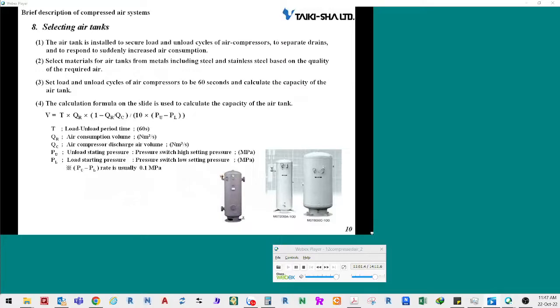Select materials for air tanks from metals including steel and stainless steel based on the quality of the required air. Set load and unload cycles of air compressors to be 60 seconds and calculate the capacity of the air tank. The calculation formula on the slide is used to calculate the capacity of the air tank.